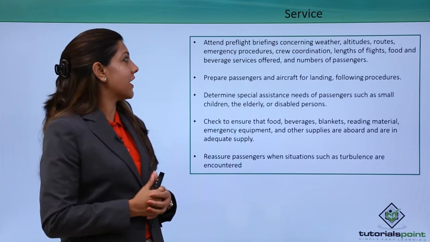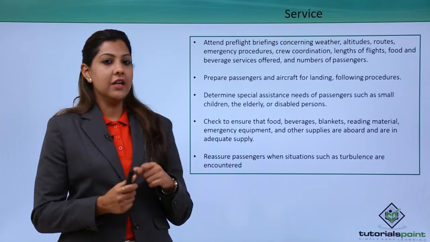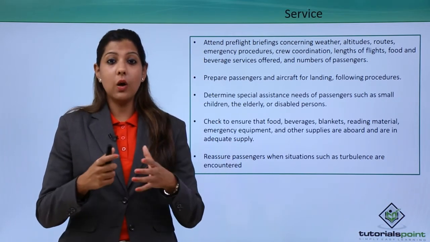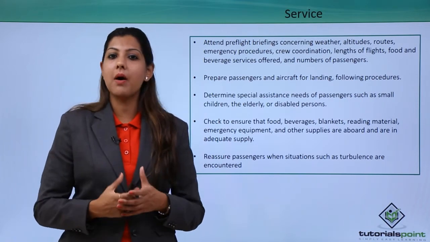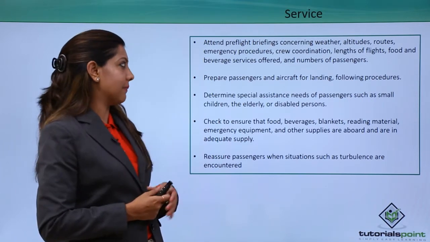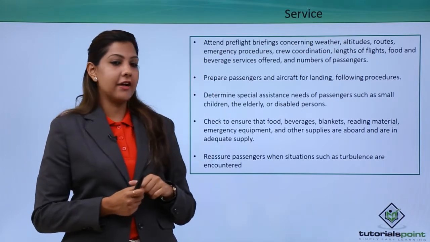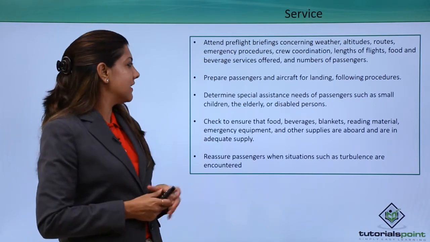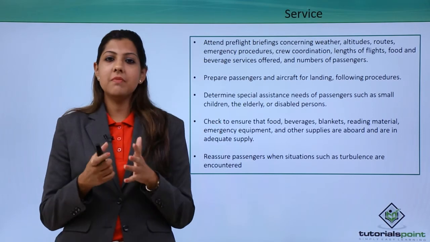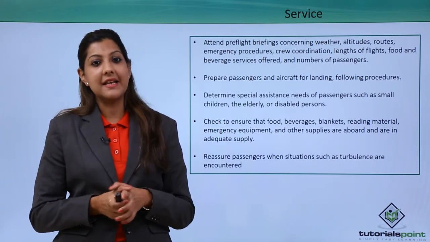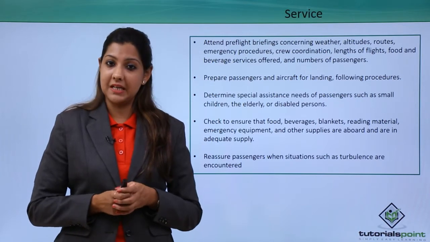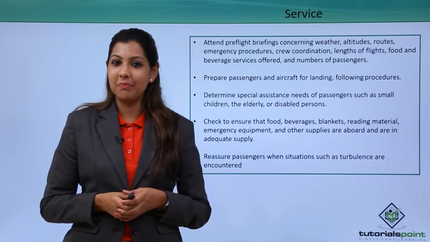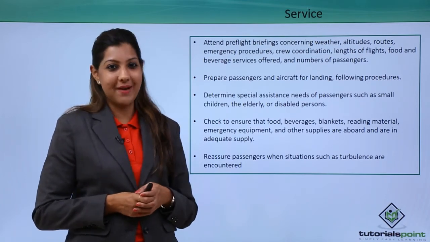Certain other things that she needs to take care of. She needs to attend pre-flight briefing. Now, pre-flight briefing, which we will discuss in more detail, is all about getting all the cabin crew together along with the pilots and co-pilots, and talking about the safety and the service requirements for that particular flight. Prepare the passengers and aircraft for landing, as well as following the procedures of the airline or the aircraft. Determine special assistance. Now, there might be certain passengers who need special assistance, for example, UNM, which is an unaccompanied minor, or sick people or old age people. She needs to be able to handle those people in a very, very special attentive manner.